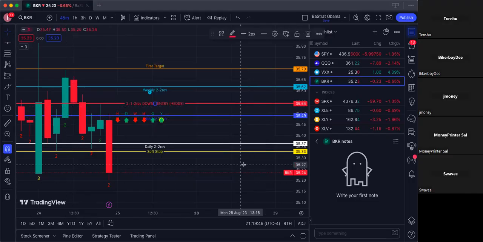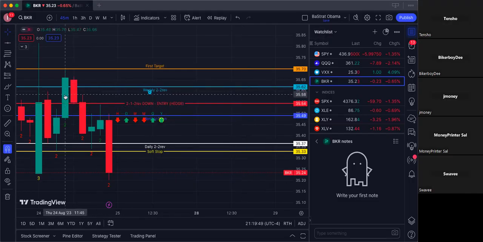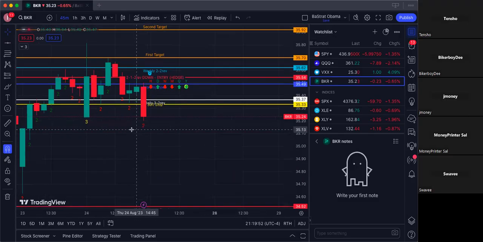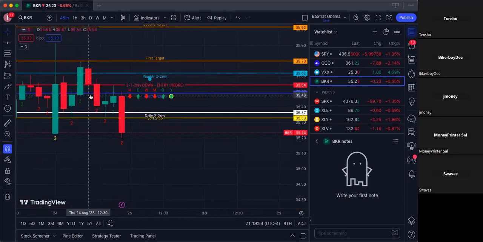But hell, those 2-2 rails, which is a 2 down, or 2 up, 2 down. You know what I'm saying? Those can create quite a bit of explosive moves.